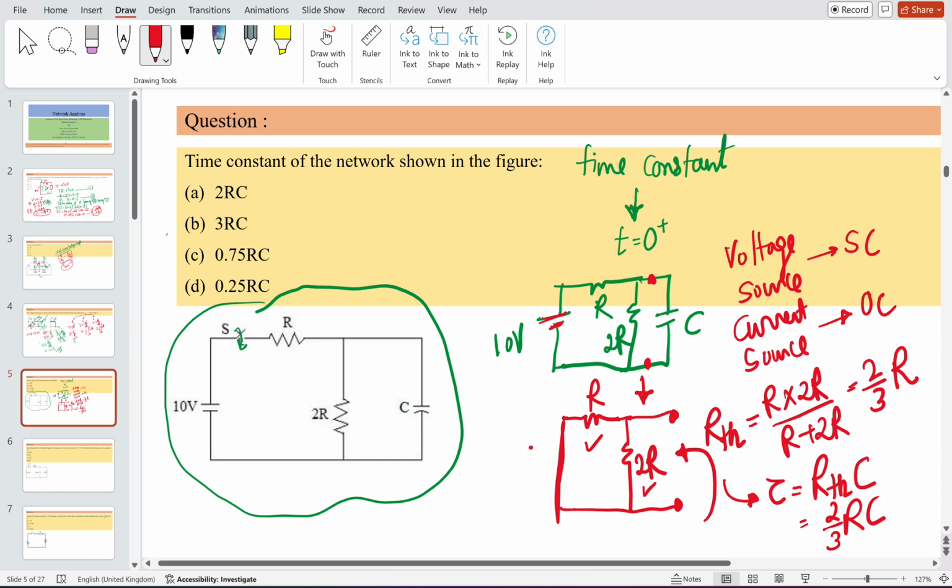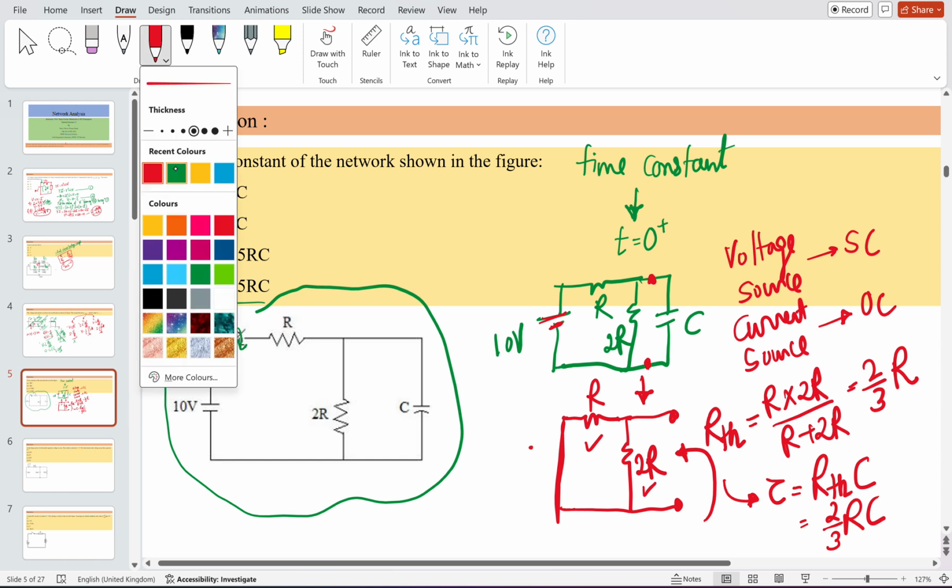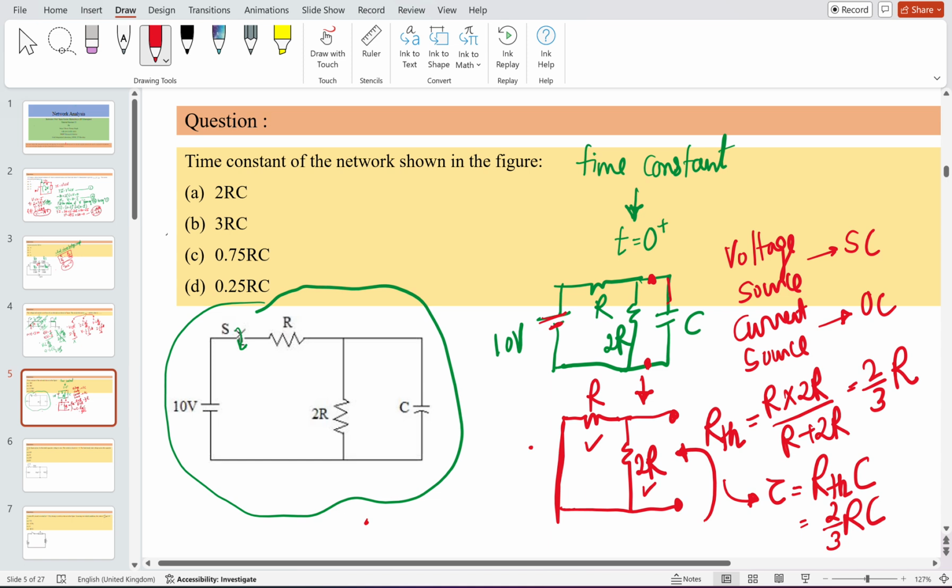Suppose I am saying there is a similar question, but here there is an inductor, an L in place of the C. In this situation, tau will be equal to L divided by RTH. If you are able to find the value of RTH, then simply take L by RTH. It will be equal to the time constant.